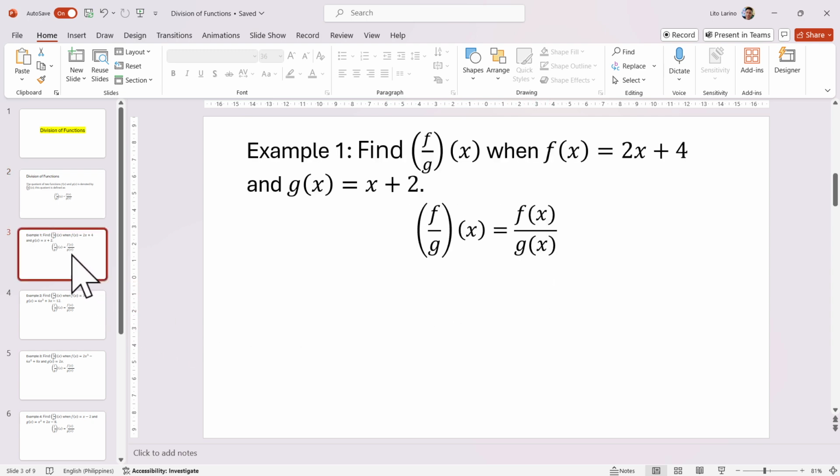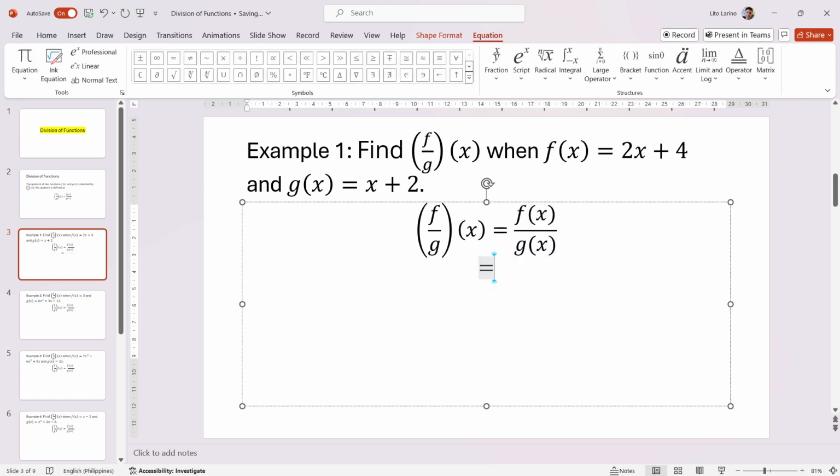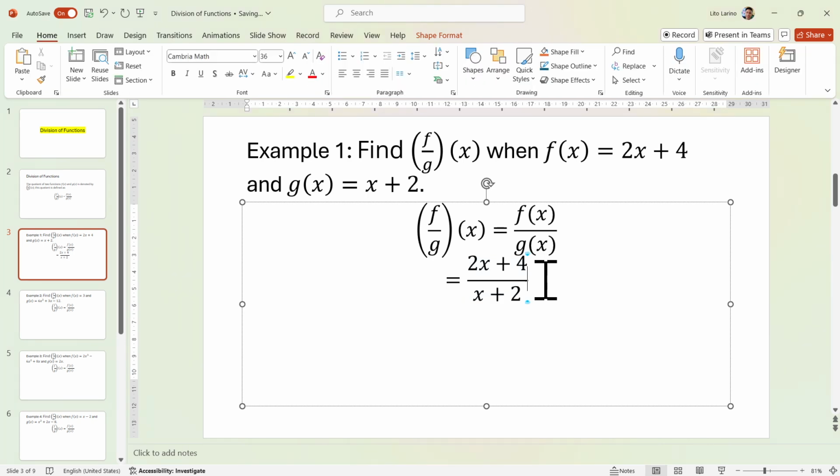Let's have example 1. Find f over g of x when f of x is equal to 2x plus 4 and g of x is equal to x plus 2. Let's substitute the two expressions. The expression for f of x is 2x plus 4, while the expression for g of x is x plus 2. Now, when we divide functions, as you can see, this is a rational expression.